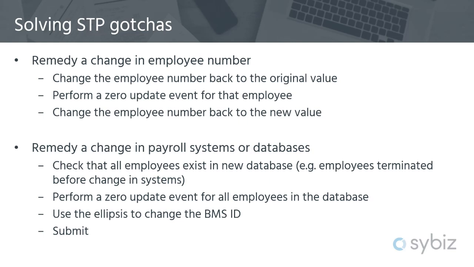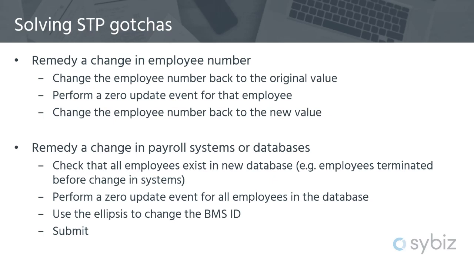So what you can do, even if you don't have access to your old system, you will have access to the BMS ID, and that can be obtained from having a look at your submissions on the ATO business portal, or having a look, if you're an employee, at your MyGov record, and that will show you the BMS IDs of your income statements.